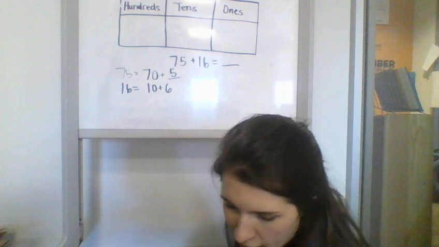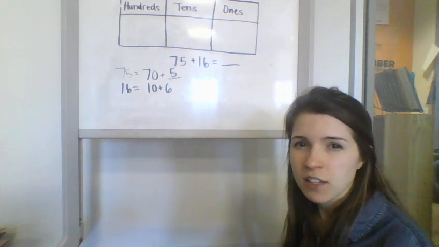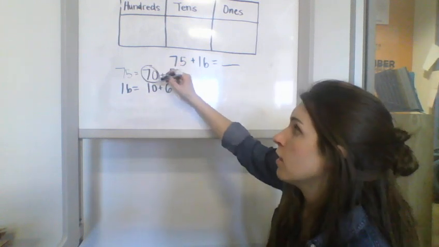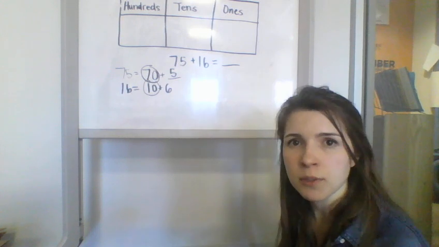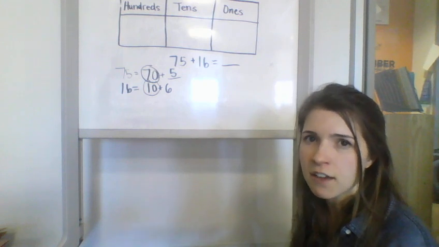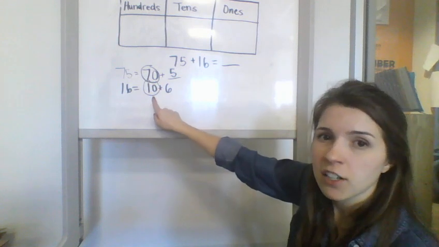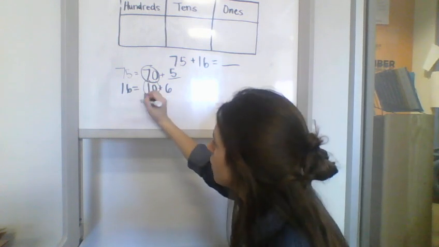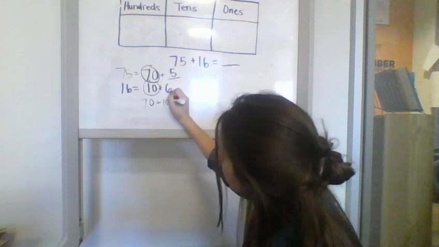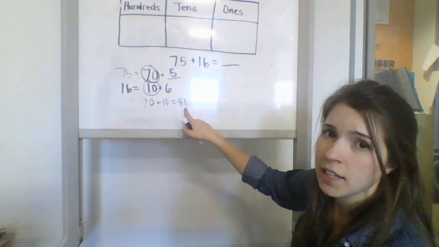So now you're going to add the multiples of 10 together. This makes it easier. That way you don't have to think as hard about it. So I can see that 70 is a multiple of 10, and 10 is a multiple of 10. Remember, multiples of 10 are just if you're counting by 10. So 10, 20, 30, 40, 50, 60, 70, 80, 90, 100. And it keeps going. So I see 70 and 10 are multiples of 10. So 70 plus 10 equals 80. So 70 plus 10 equals 80.